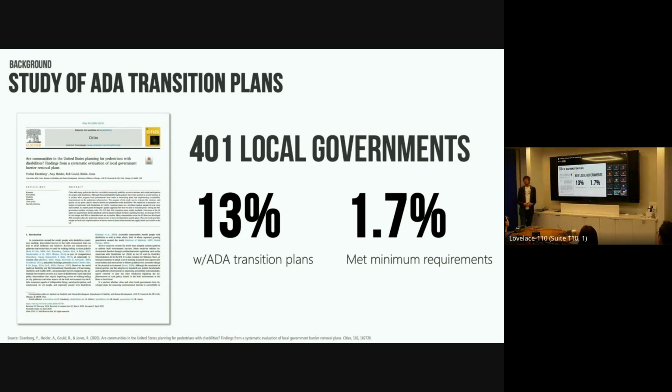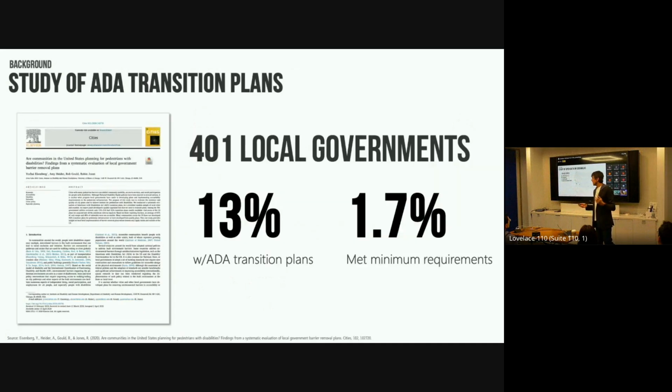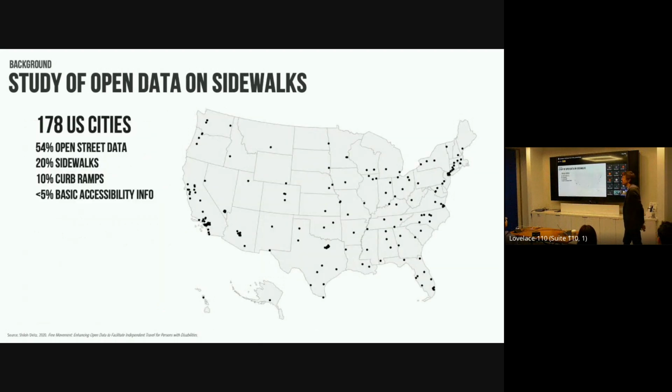My colleague, Yochai Eisenberg, a professor at the University of Illinois Chicago, studied this. Cities must have ADA transition plans for their sidewalks. Sadly, though, 13% of the 401 studied had them, and only 1.7% met the minimum requirement. Moreover, when you look at open data in many cities, yes? 1.7% of cities or 1.7% of plans? 1.7% of the plans, I believe. Yeah, I'd have to look at the original, probably in the abstract, but it's too small in the screenshot. Great question. But either way, it's not a lot.